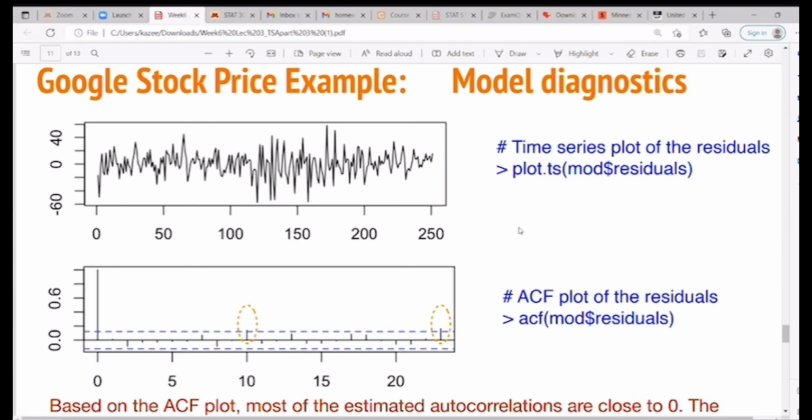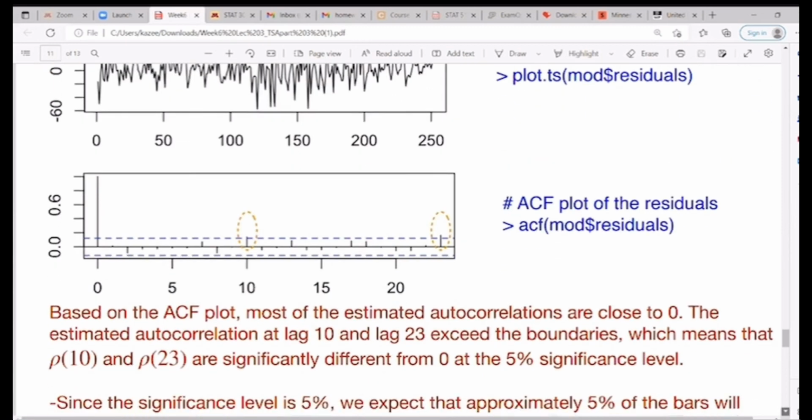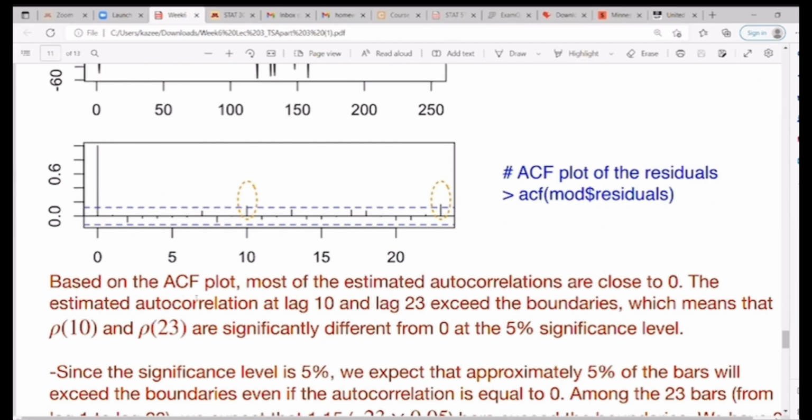As you can see now, look at like 10. That is out, right? And at like 23, that is out. That's what I'm trying to say here. At like 10 is out, at like 23 is out, but that's still fine. You know why? Because how many observations do we have? If 5% of that is out, there's no problem.